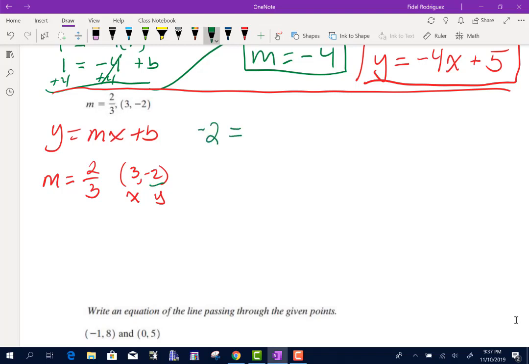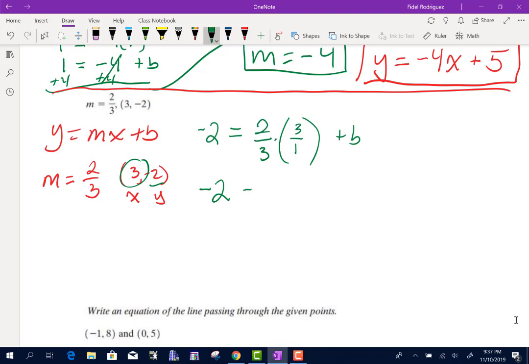-2 equals m. M is the number 2/3 times the number x. Look what the number x is, guys. The number x is 3. Instead of me just writing a 3 here, I'm going to write this as 3 over 1, okay, plus b.